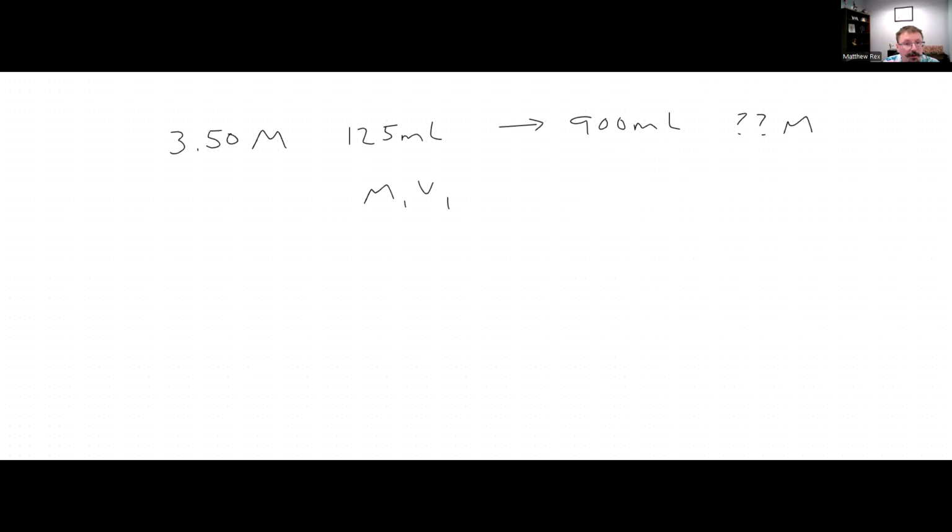M1V1 equals M2V2. So our M1, our high concentration of 3.5 times our volume, 125, sorry, that's in milliliters. We could convert that to liters. We can leave it in milliliters. It won't matter. Whatever units we have it in, that's going to be what volume we should see on the other side. We don't know our M2. We do know our V2. We'll keep that in milliliters as well.